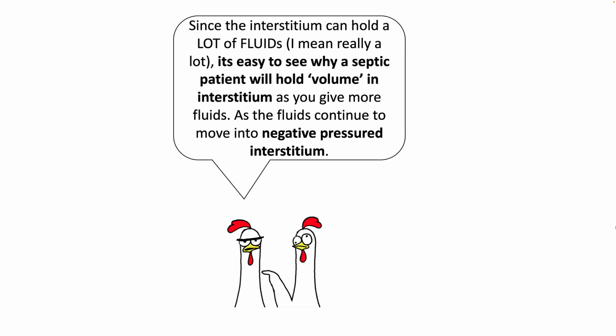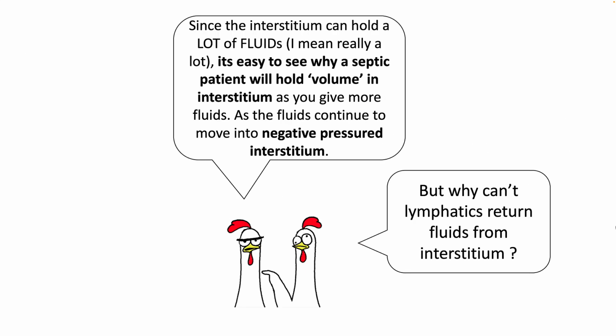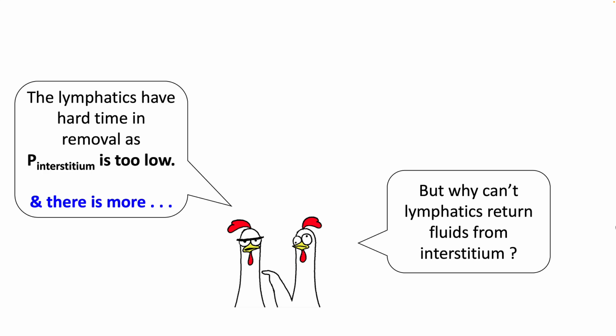Since the interstitium can hold a lot of fluid, it's easy to see why a septic patient will hold a lot of volume in the interstitium. And as you give more fluid, the negative pressure interstitium is going to hold on to a lot of fluids. So one of the questions that arises is, why can't lymphatics return the fluid that leaks into the interstitium back into the vascular compartment? One of the problems is that because your P interstitium is so low, the movement from the interstitium to the lymphatics is compromised.